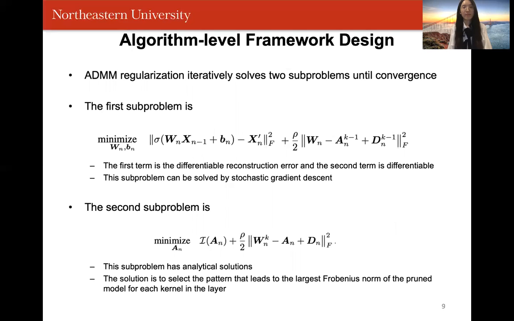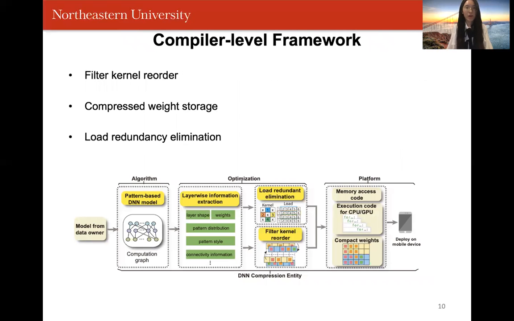ADMM regularization iteratively solves two subproblems until convergence. For the first subproblem, the first term is the differentiable reconstruction error, and the second term is also differentiable, so this subproblem can be solved by stochastic gradient descent efficiently. As for the second subproblem, it's not differentiable, but it has analytical solutions. The solution is to select the pattern that leads to the largest Frobenius norm of the pruned model for each kernel in the layer. And here is a figure showing our compiler level design. We adopt several optimization techniques to facilitate the deployment of the compressed models. The optimizations include filter kernel reorder, compressed weight storage, and load redundancy elimination.